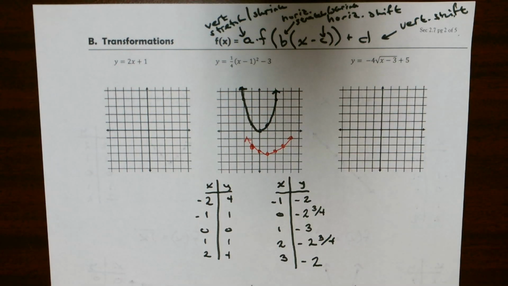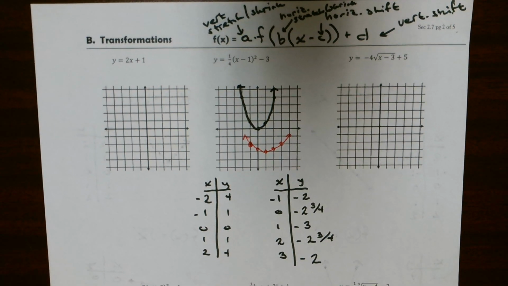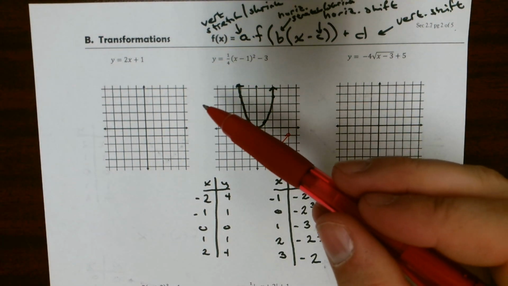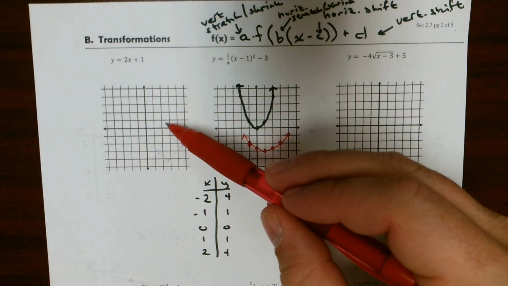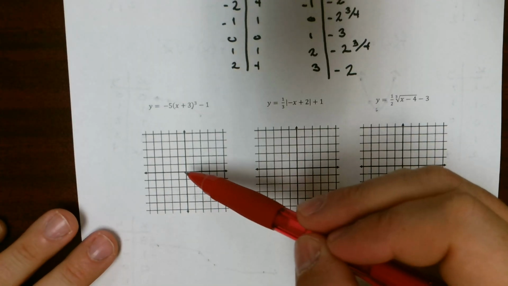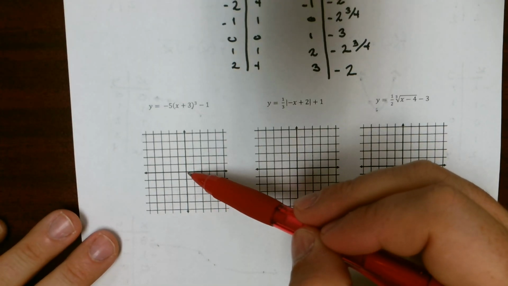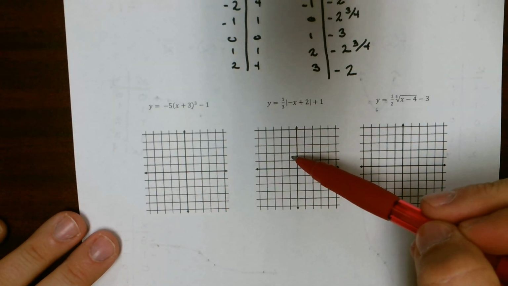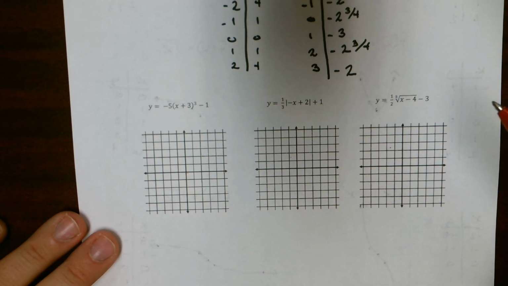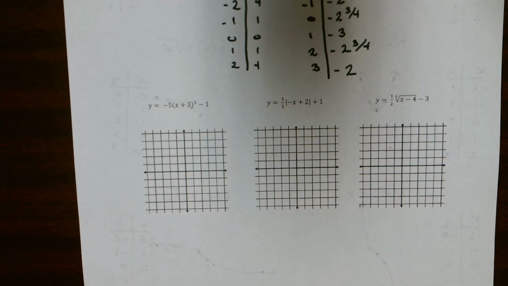There it is. Okay, so what I'm going to ask you to try and do right now is pause your video and see if you can do this one the same way, this one the same way, this one the same way. You can skip this one for now, and this one the same way, using your parent function tables and your transformation rules. Pause your video and give it a shot.